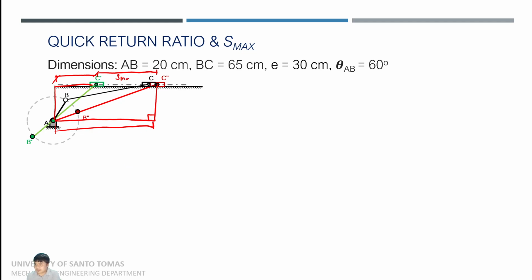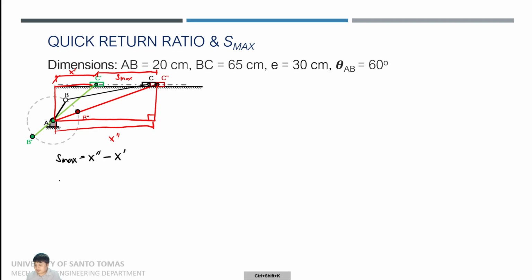So if this is S max, the maximum stroke, you can find X prime and X double prime here, and you can subtract these two. So S max is basically just X double prime minus X prime. Okay, and we already have this stroke. So to find this, as you can see, these are all given, right?